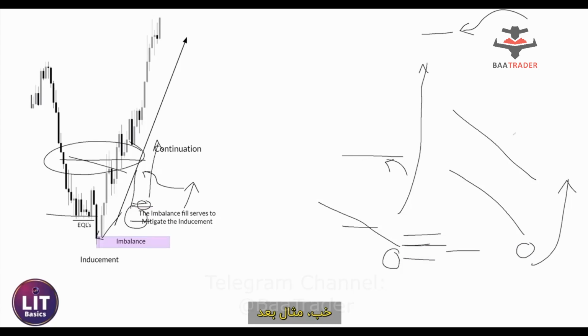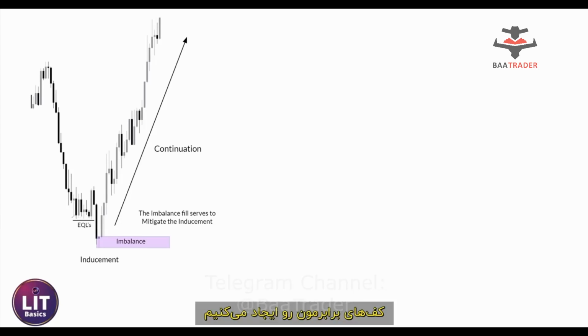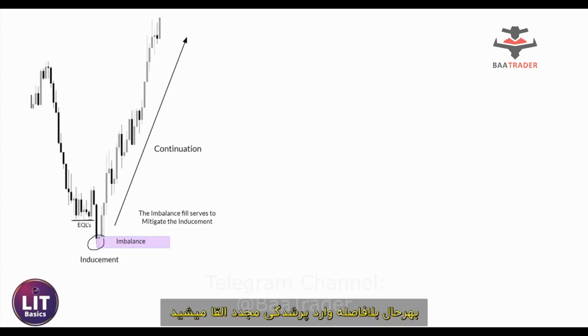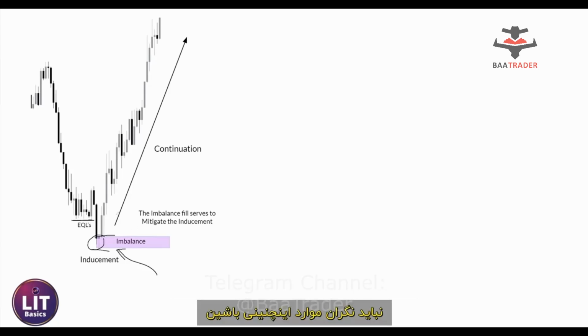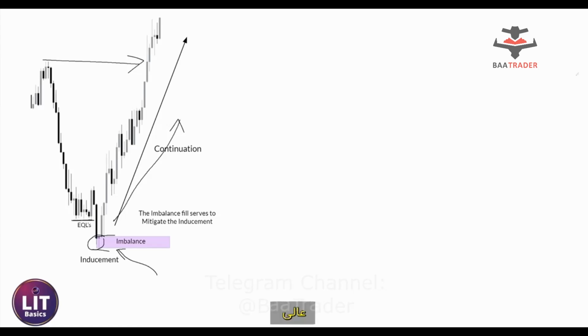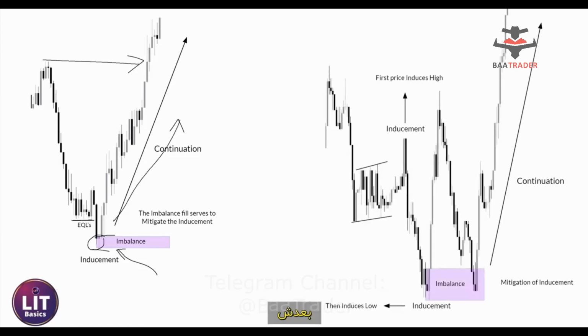So next, again, we create our equal lows. We give our inducement. This is a bit more of an advanced one, but you get in immediately on the refill of the inducement. Again, advanced one, you don't have to worry about stuff like this, but we continue higher, take out this high. Lovely.